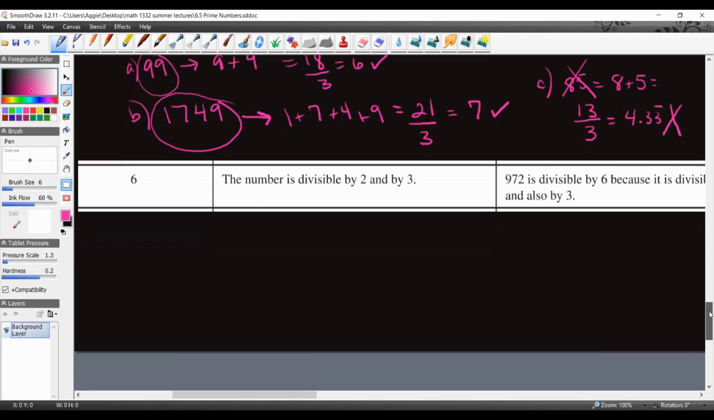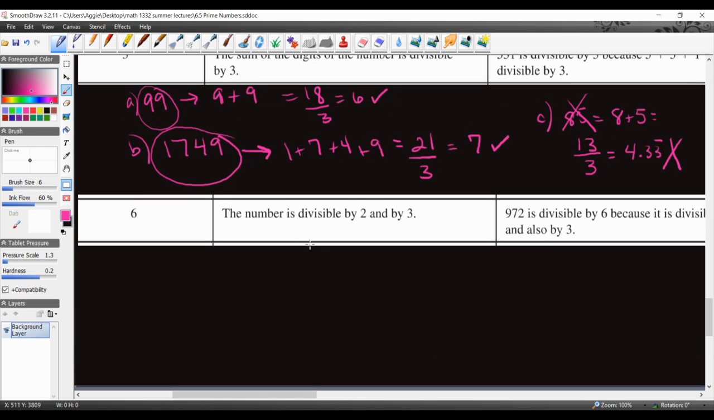Okay, let's take a look at 6 because that's the next one. It says 6 is going to work if the number is both divisible by 2, so that means it has to be even, and divisible by 3. For this one, let's see, I don't think I wrote any examples. Let's go ahead and just come up with one. So let's say we have, and this might not work, I don't know, we'll see.